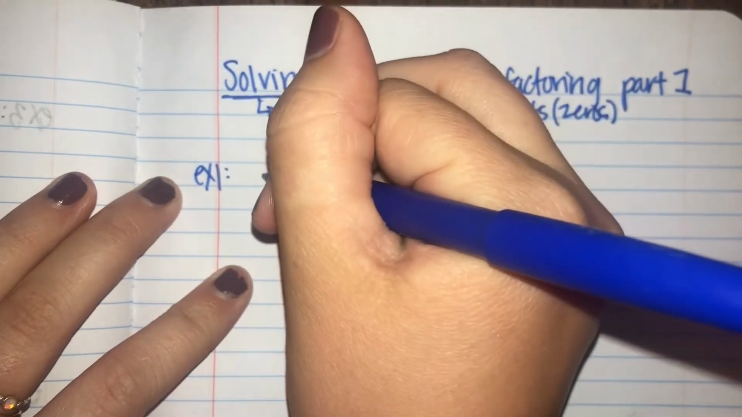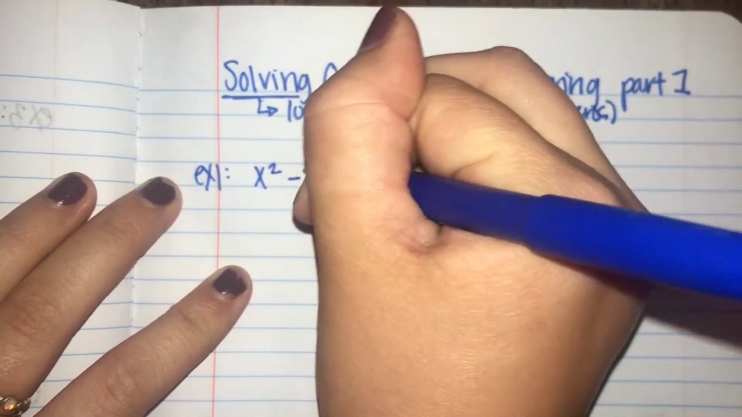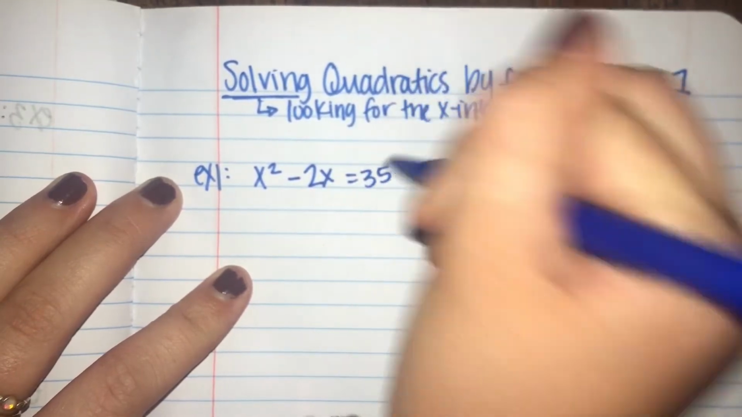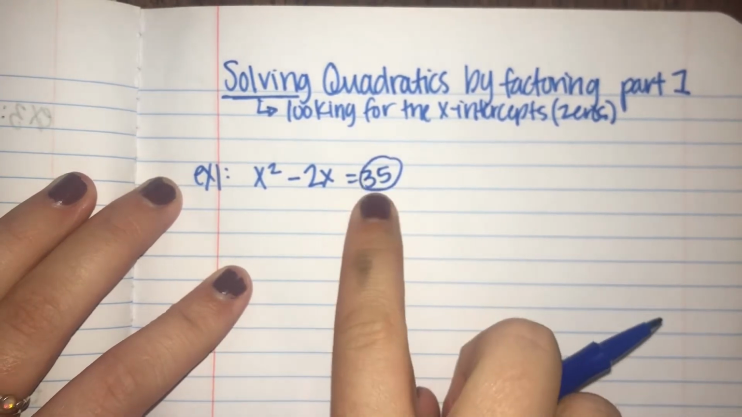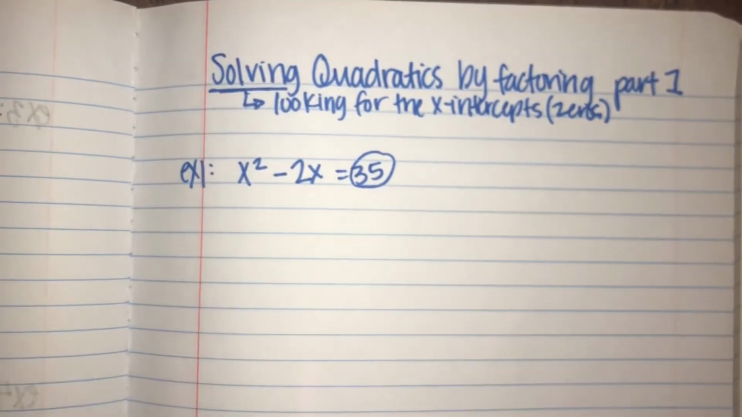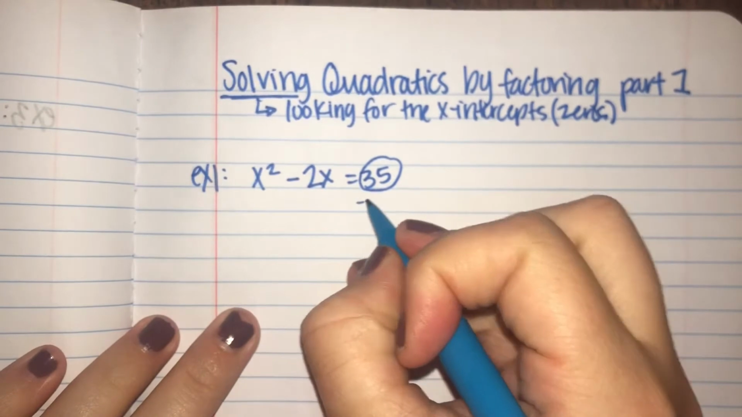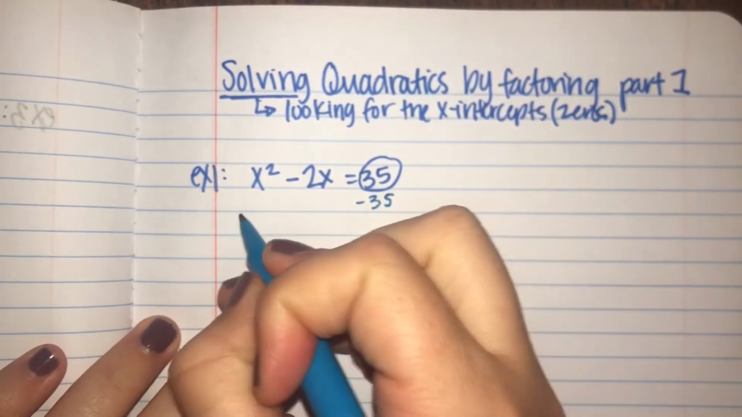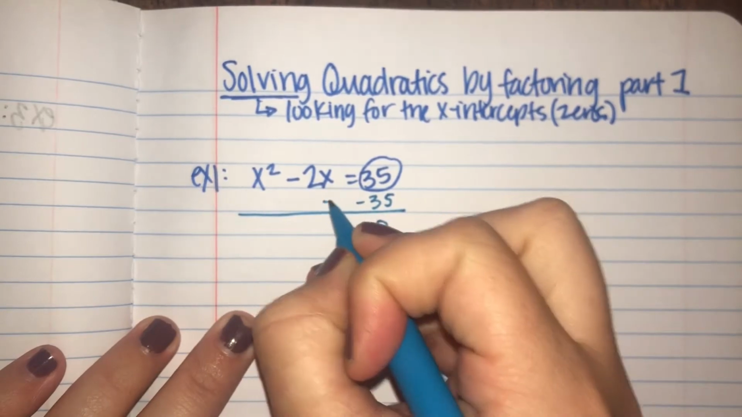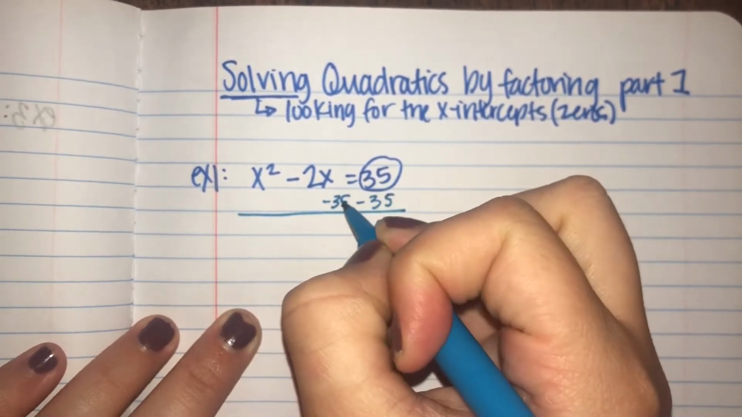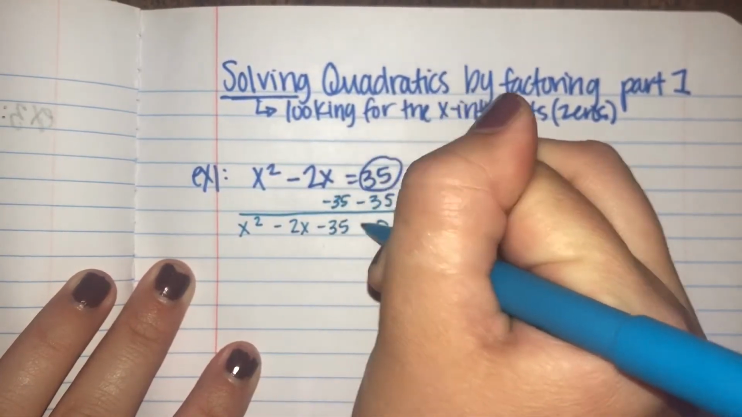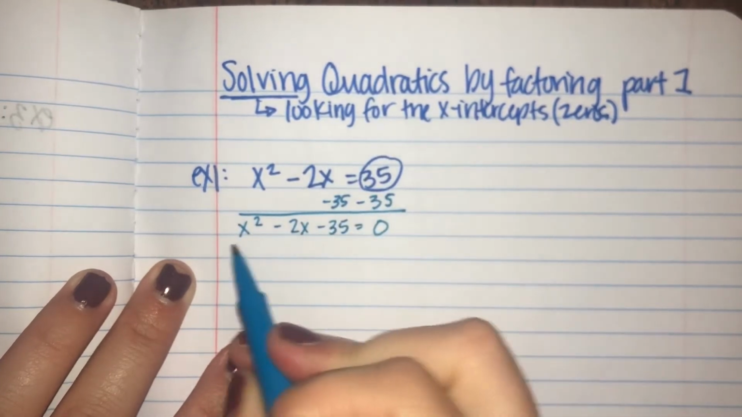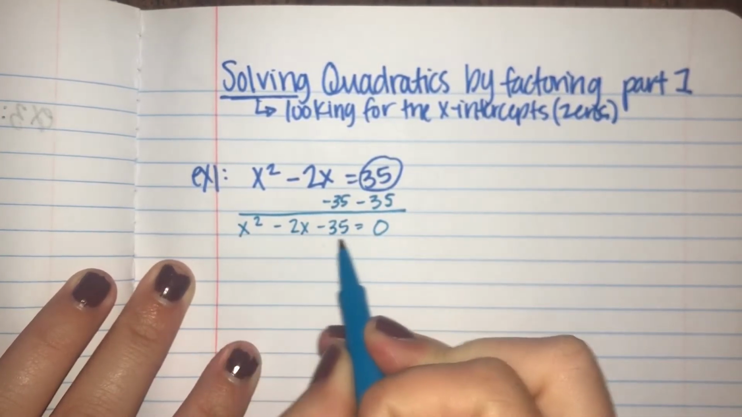Example 1 is, let's say I have x squared minus 2x equals 35. Well, first off, this is not in standard form. We need this to equal 0. So what would I do to make 35 equal 0? Well, I would subtract 35. 35 minus 35 is 0. But then I have to move that to the other side, and I'm going to place that at the end of the equation because that's a constant. So this is in standard form, and this portion right here is what I will tic-tac-toe.